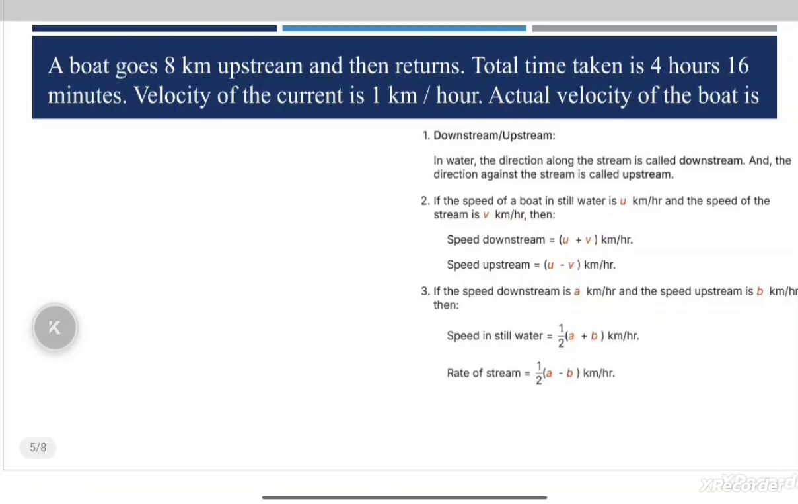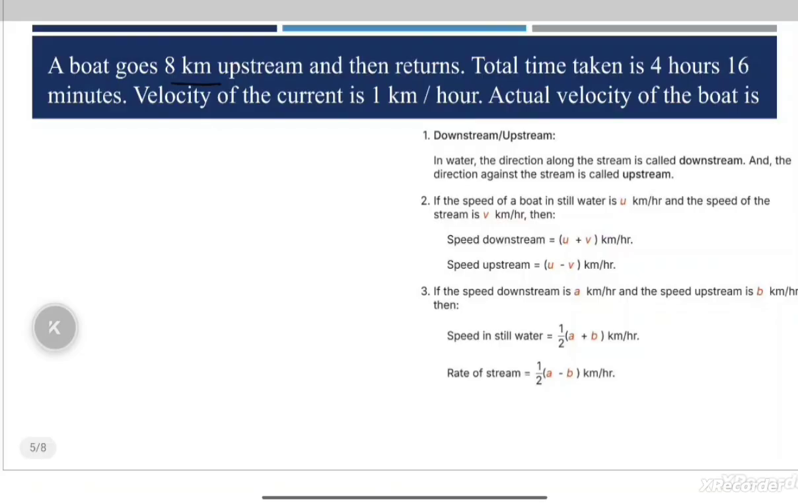So a boat goes 8 kilometers upstream and then returns. Okay, so this is like the distance. So 8 kilometers it goes upstream. So the distance which it covers is 8 kilometers. So the total time taken is, for going upstream and coming back, the total time is taken as 4 hours 16 minutes.